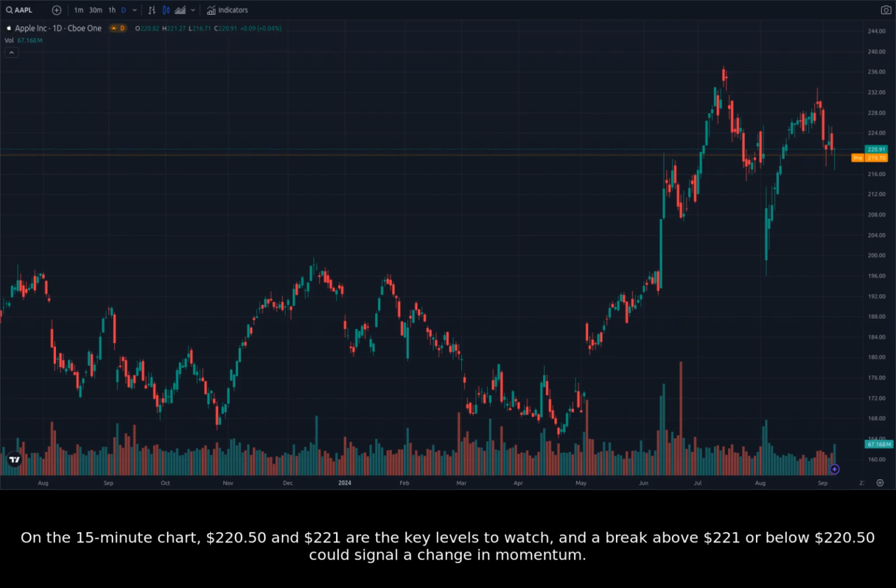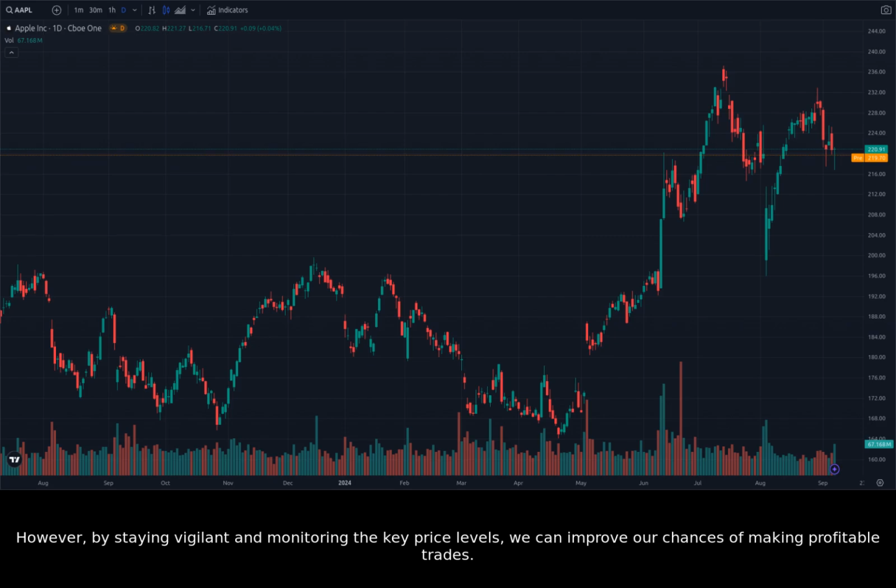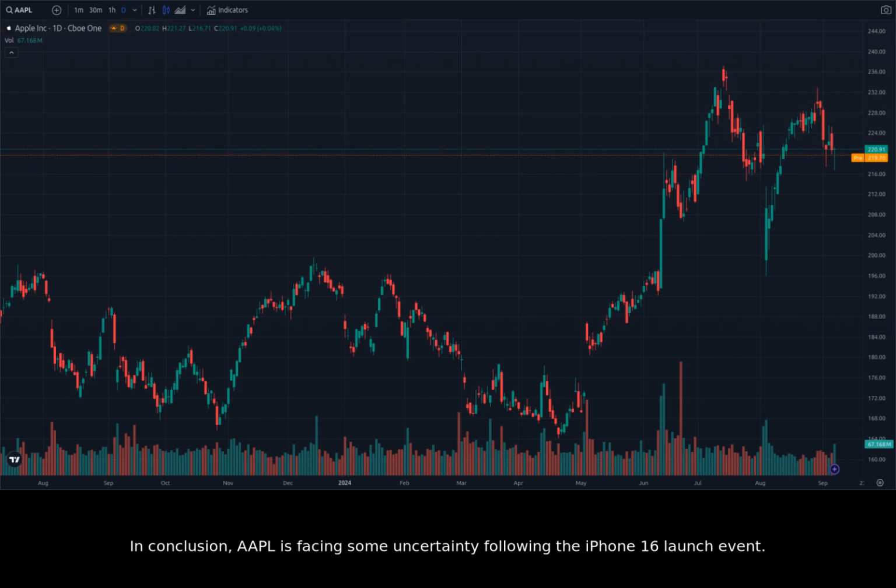On the 15-minute chart, $220.50 and $221 are the key levels to watch, and a break above $221 or below $220.50 could signal a change in momentum. It's important to remember that these predictions are based on technical analysis alone, and we don't have a crystal ball to predict the future. However, by staying vigilant and monitoring the key price levels, we can improve our chances of making profitable trades. In conclusion, Apple is facing some uncertainty following the iPhone 16 launch event.